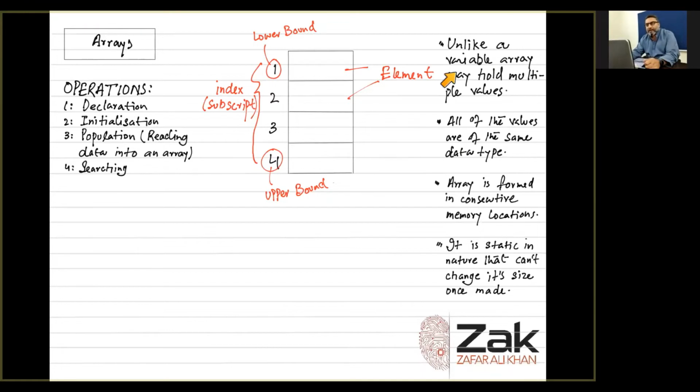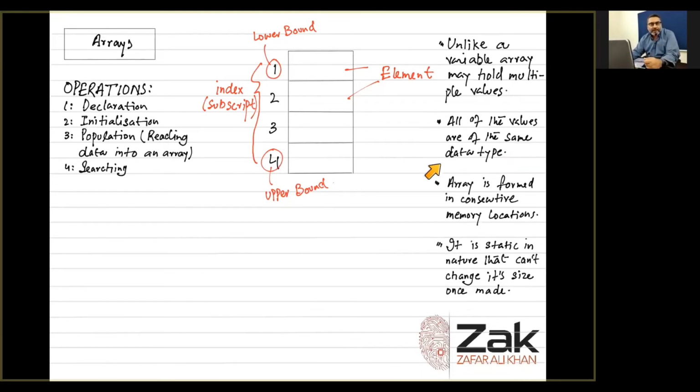So unlike a variable, an array may hold multiple values. All right, so the first difference between a variable and an array is that it may hold multiple values. All of the values are of the same data type. When the array is declared, it is made, the computer is asked to create an array in the computer's memory. Whatever array the computer makes is of just one data type.